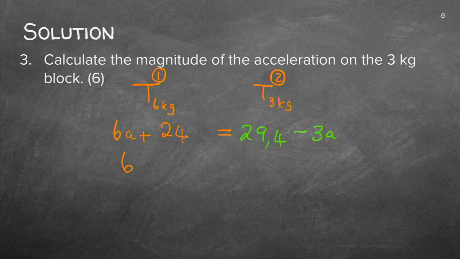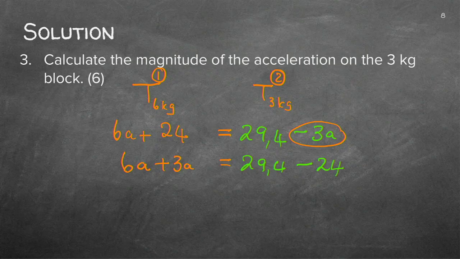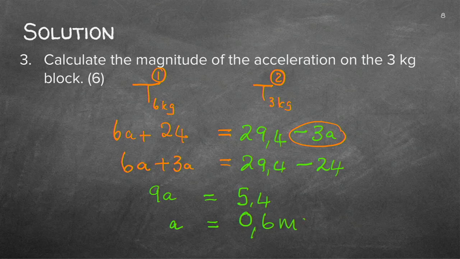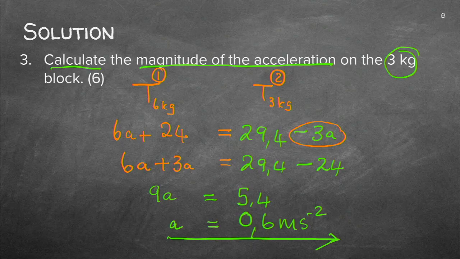So I've got 6A this side. I've got that minus 3, which I'm going to take to this side. And I've got 29.4, and I'm going to carry the 24 to this side. And now I've got 9A is equal to 5.4. A is thus 0.6 meter per second square. Did we calculate the magnitude of the acceleration? Indeed. So it is accelerating at 0.6 meter per second square.